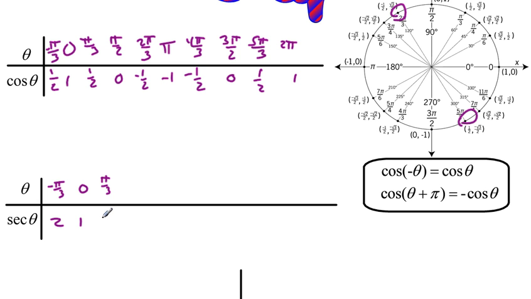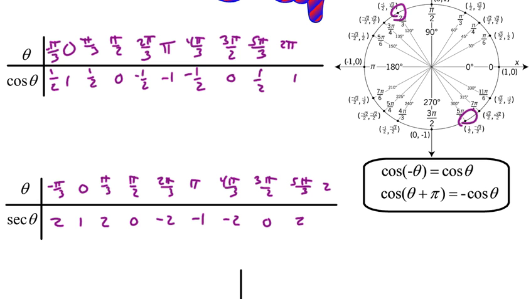Pi over 3, 2. Pi over 2, 0. 2 pi over 3, negative 2. Pi, negative 1. 4 pi over 3, negative 2. 3 pi over 2, 0. 5 pi over 3, 2. And lastly, 2 pi, and I get 1.